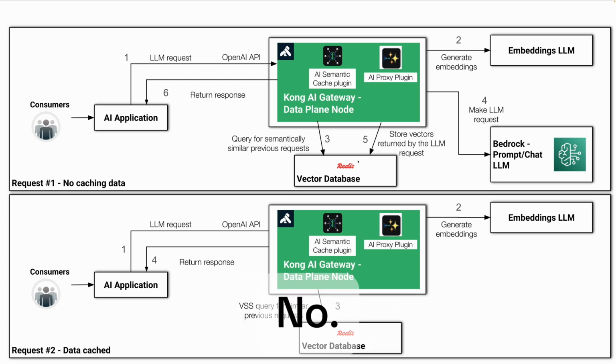Now, in request number two, where we do have some data cached, the request goes in a similar way. The plugin hits the embedding model and runs another VSS query. This time, the query is going to find something similar in the vector database. Therefore, the cache plugin will be able to return to the application without having to send another request to Bedrock. Let's see all this working right now.